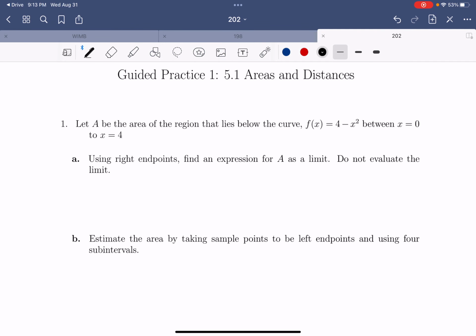Okay, so we're going to tackle these guided practice problems. So number one, let A be the area of the region that lies below the curve f of x equals 4 minus x squared between x equals 0 to x equals 4. Okay, so if I'm going to draw that, let's sketch that out over here. I'm going from 0 to 4.